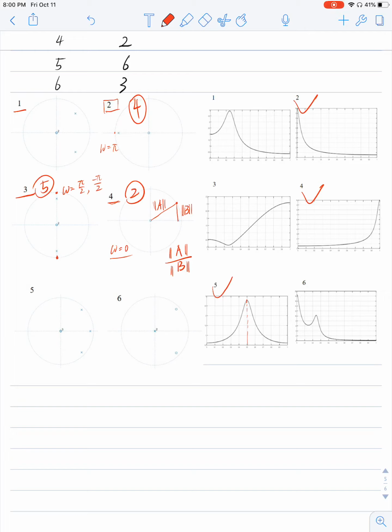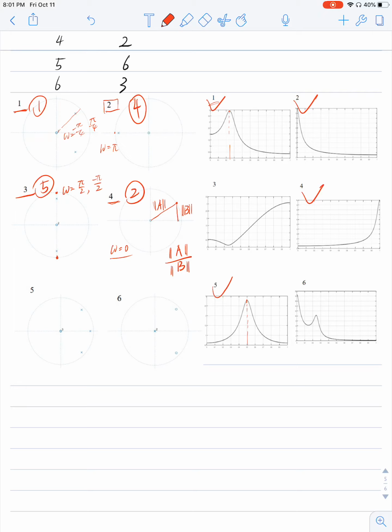And for pole zero diagram 1, the shape is almost like pole zero diagram 3, but when the magnitude of the frequency response reaches the maximum, omega is about pi over 4 or minus pi over 4. So the corresponding frequency response is 1.